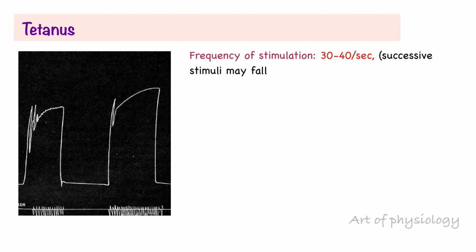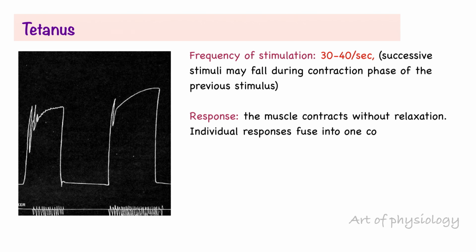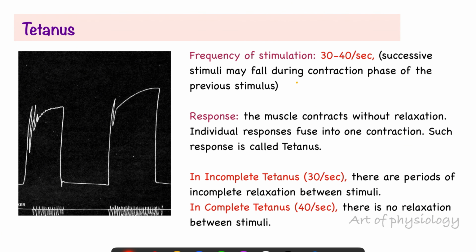Then the next one is tetanus, the incomplete and complete tetanus. Here the frequency of stimulus is around 30 to 40 per second. Again, there is no time gap in between the stimuli. So what will happen? Successive stimuli may fall during the contraction phase of the previous stimulus. As we already discussed, what will happen if the second stimulus falls during the contraction phase? Yes, there will be summation. So here the contraction phases are summed up.